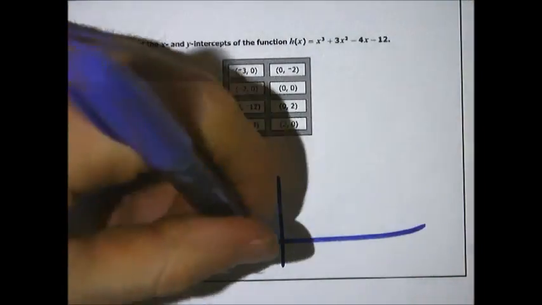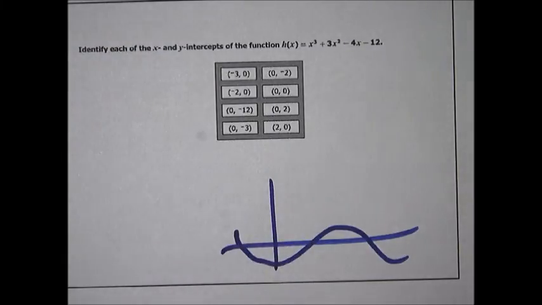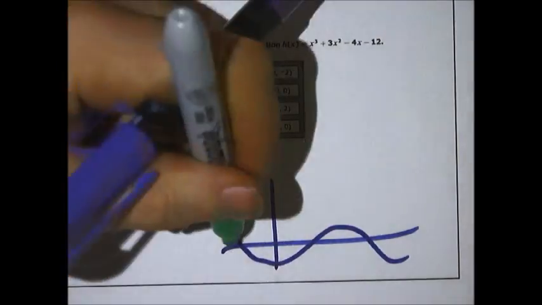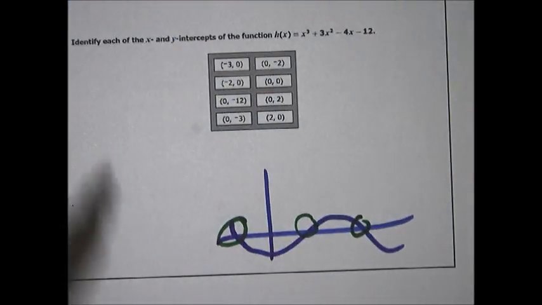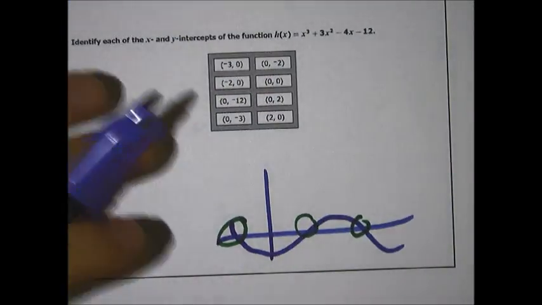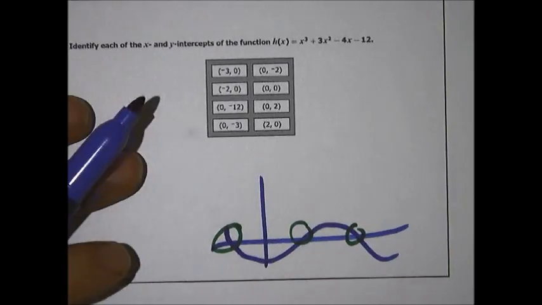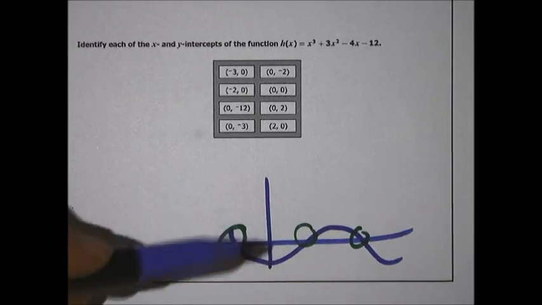So I don't have it in front of me, but an x-intercept, I'm just making this graph up, would be right here, would be an x-intercept, right here would be an x-intercept, right here would be an x-intercept. Anywhere that it hits the x-axis is an x-intercept. Anywhere that it hits the y is a y-intercept.